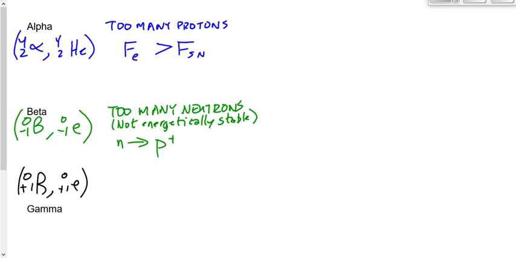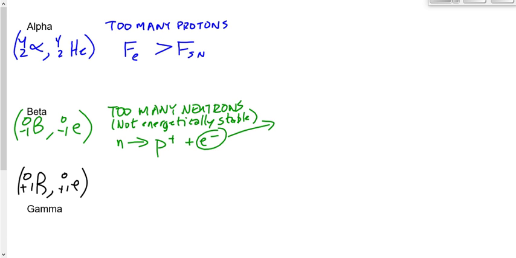But the only problem with that is that the law of conservation of charge is violated. We have neutral and now we have positive. So something else has got to be produced in this process here. What is it? An electron. That's where the electron comes from. We get an electron that leaves the nucleus because an electron was generated inside the nucleus as a result of this energetically unstable state where we had too many neutrons.